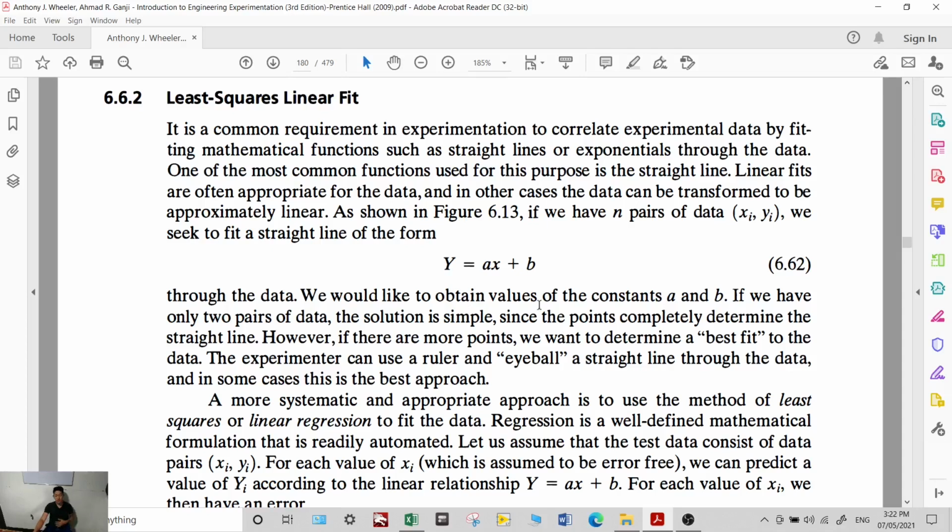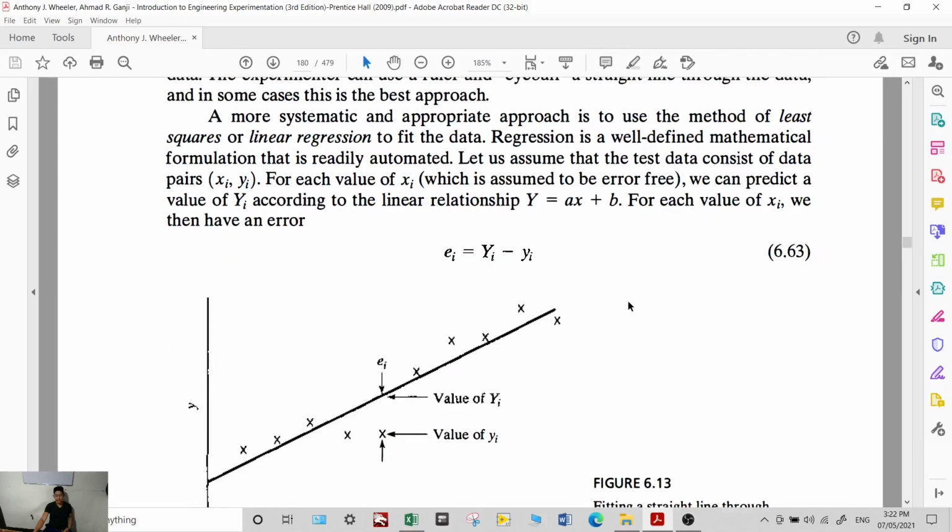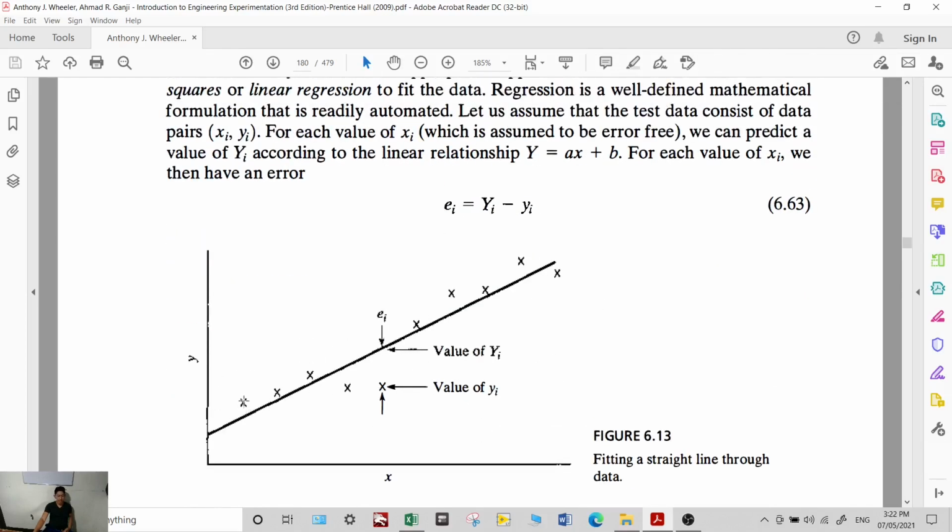So we would like to obtain the values of the constants A and B. In other words, if you experiment, you have a variable x that you measure. For example, you measure the voltage or the current consumption, or power, for a different load, a different bulb. So you have data.